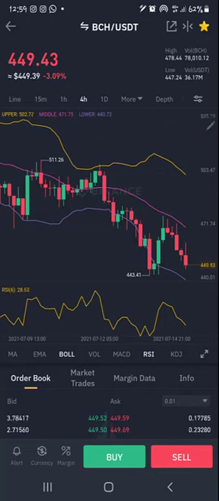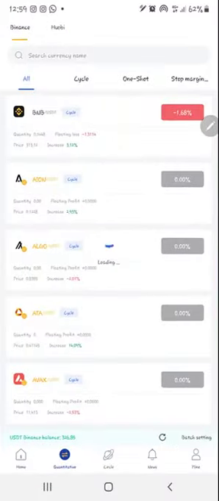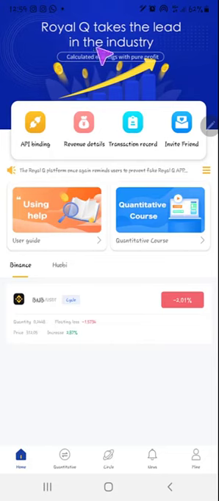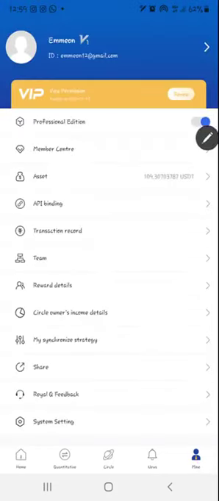So immediately after your analysis and you are okay and you've seen a coin you want to trade on, you just quickly jump to the robot. So while you're in the robot, there is something I would like to show you. Click on home, click on mine, click on mine. You're going to see a button here called professional edition. By default it is off. What this means is there are some coins that are switched off.